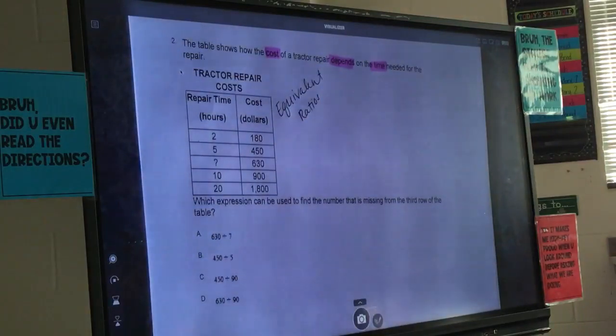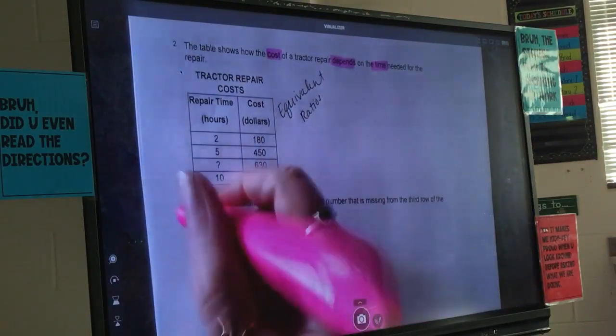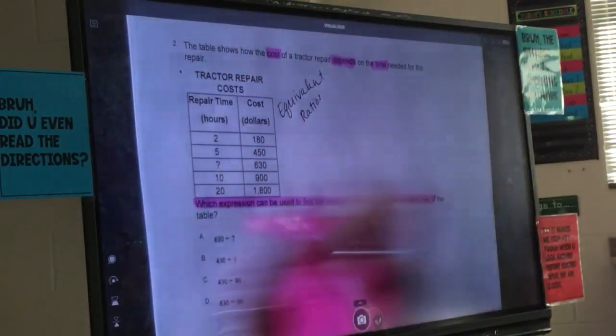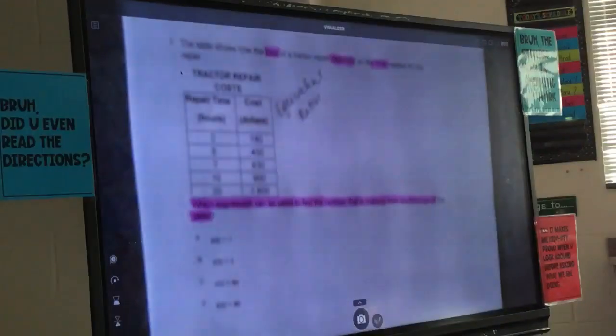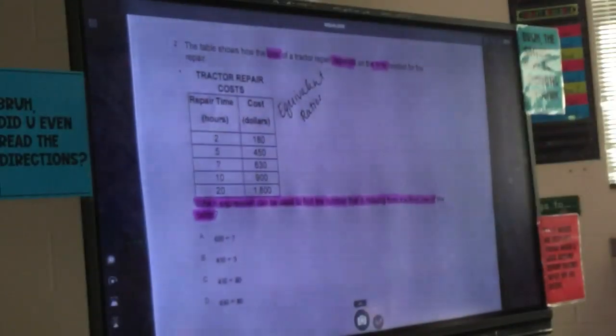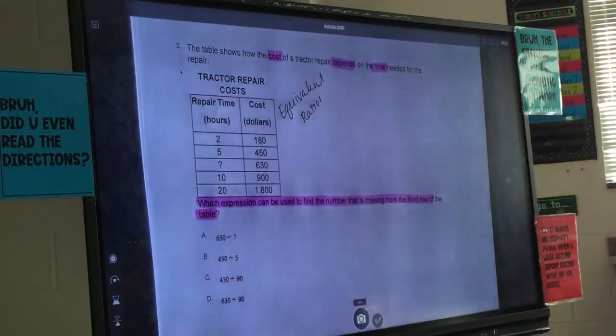And then it's asking which expression can be used to find the number of the missing row. All right, so essentially, you're not necessarily solving this problem, but you do have to understand how to figure this out.